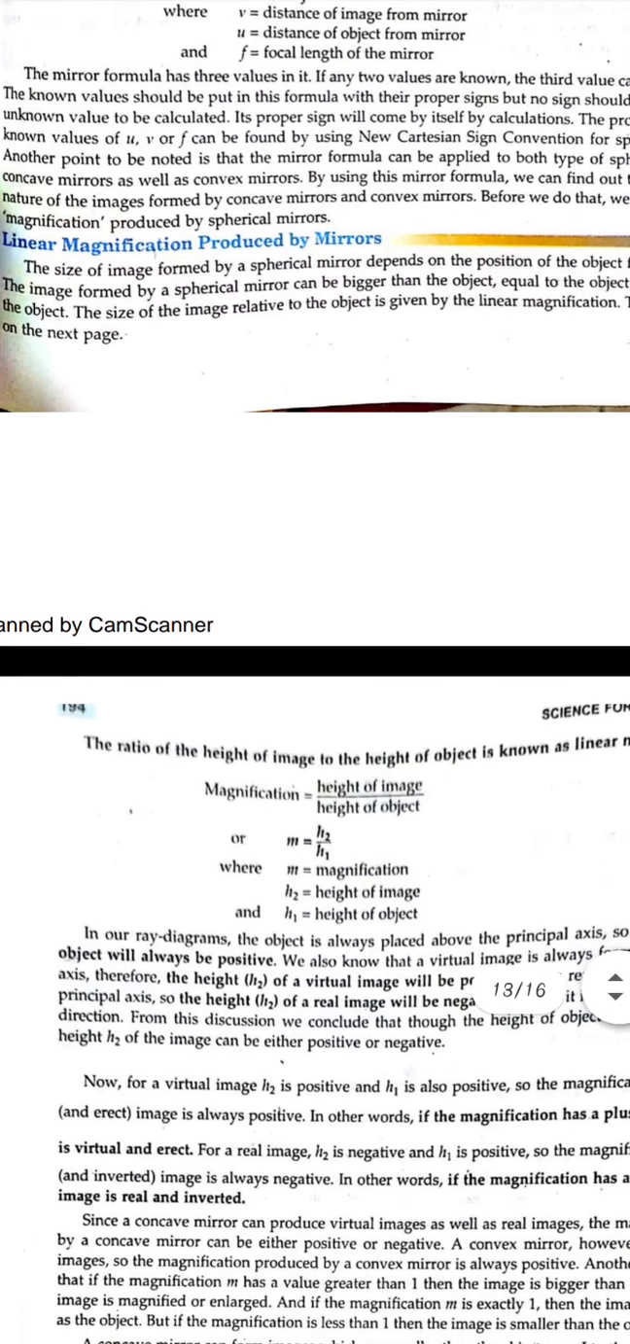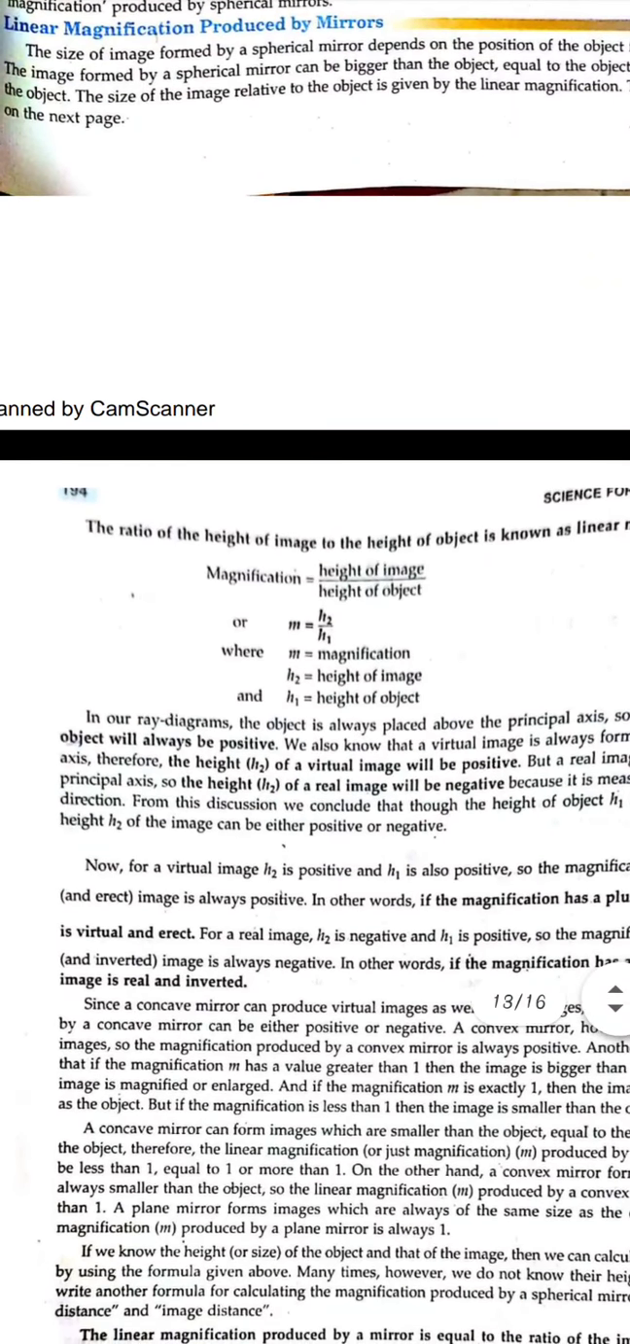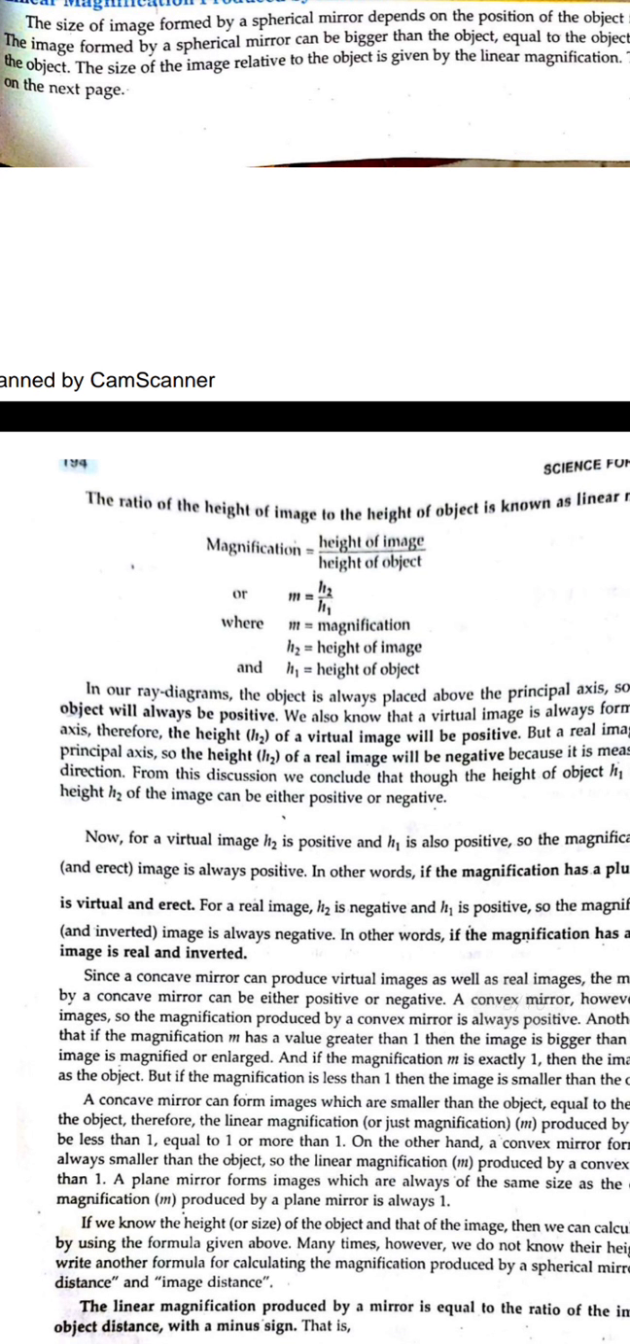So now the magnification, or the linear magnification, produced by the mirror. Now we said what this magnification is: what the height of the image formed is compared to the object, or the ratio of the image height to the object height. So we can say that if there is a difference in the size of the object and the image, then the image is magnified, right? The image of the object is magnified, so the height should be more.